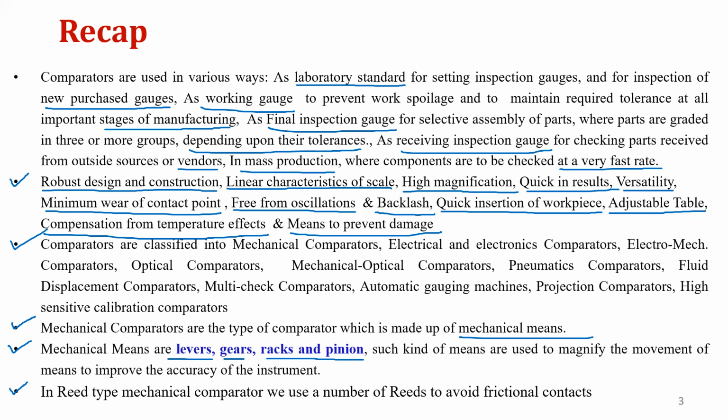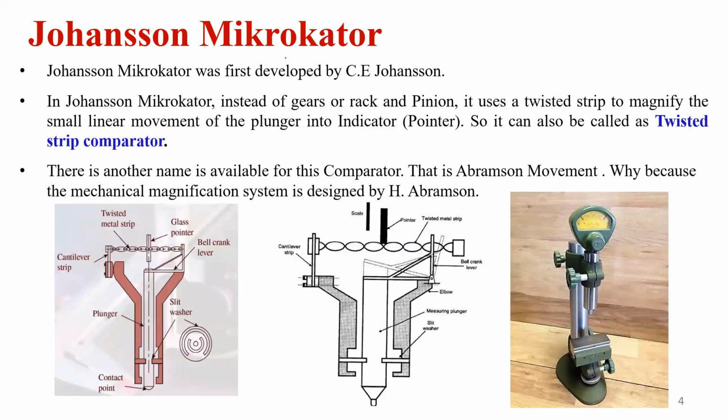The second comparator is the reed type mechanical comparator. In the reed type mechanical comparator, we use a number of reeds to avoid frictional contacts. So this is lecture 2, and we move on to lecture 3.